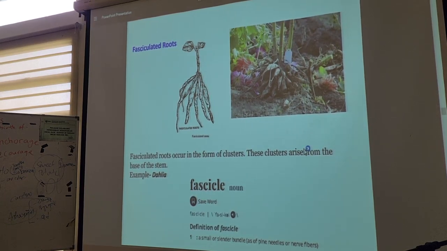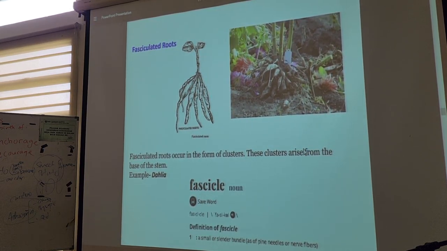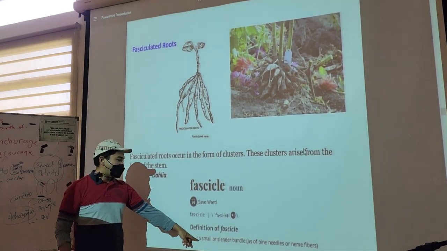So we are still under what modification? Adventitious root modification. So the next example is called the fasciculated root. Fasciculate simply means in a bunch, berjambak, bergugus. Okay. Small, slender bundle.